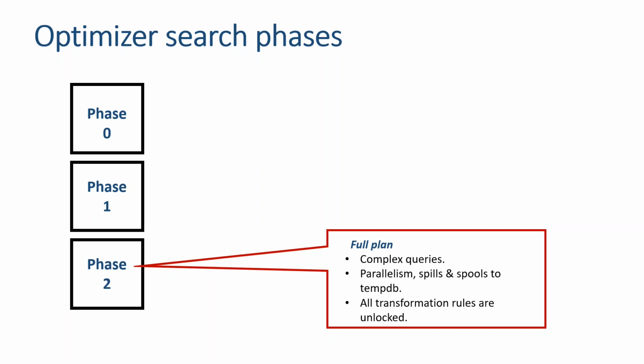NVARCHAR(MAX) or BLOB data types in our query. Then the optimizer will prune off all those transformation rules related to NVARCHAR(MAX) or BLOB data types, so that it can analyze the remaining transformation rules very quickly and get the good enough execution plan for that particular query. That's how the optimizer grabs the execution plan from these three phases.